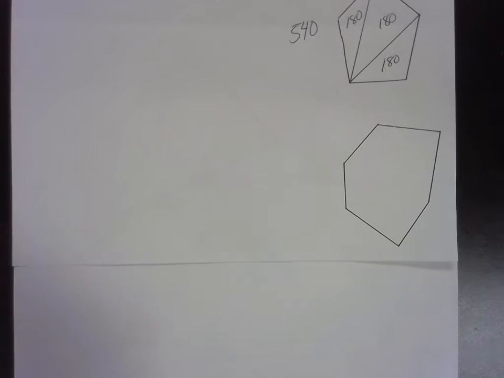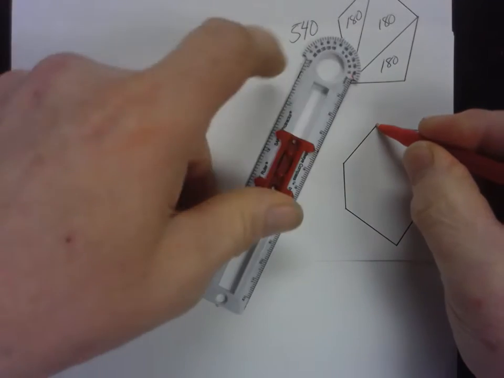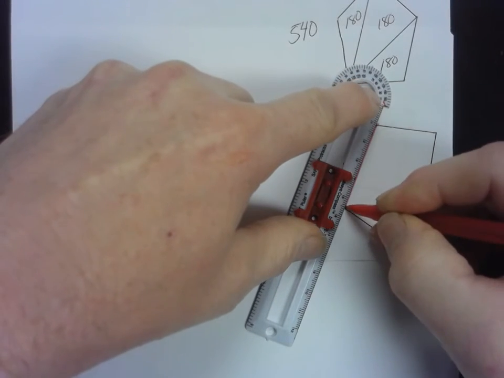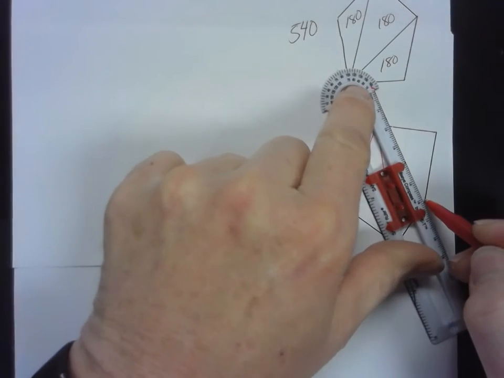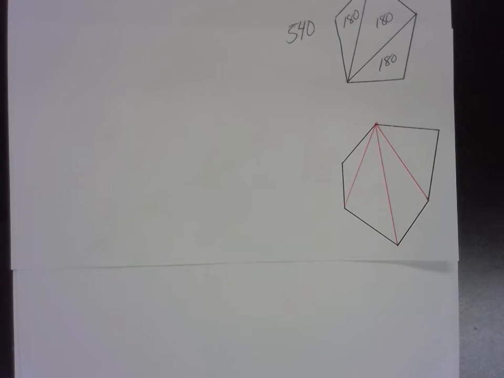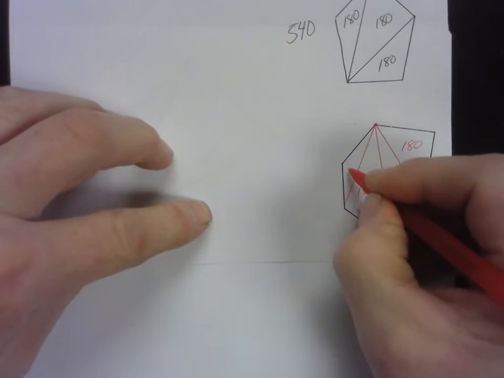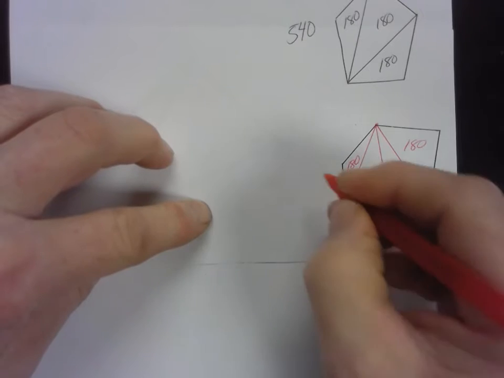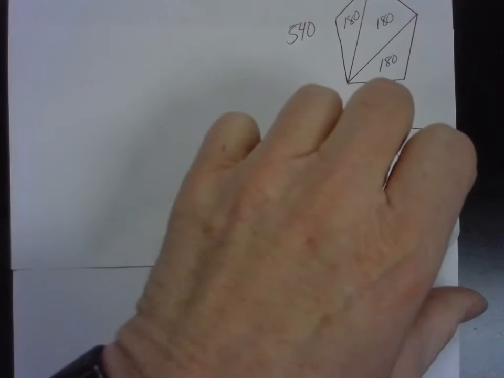We start at one of the vertices, it doesn't matter which one. Let's say we start here, and we draw a segment to every vertex that is not adjacent to it. How many triangles? Four. So we've got 180, 180, 180, 180, which is 720. Okay, that's all fine. So let's go back.